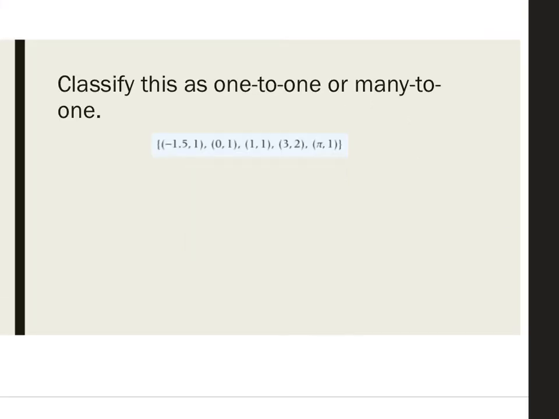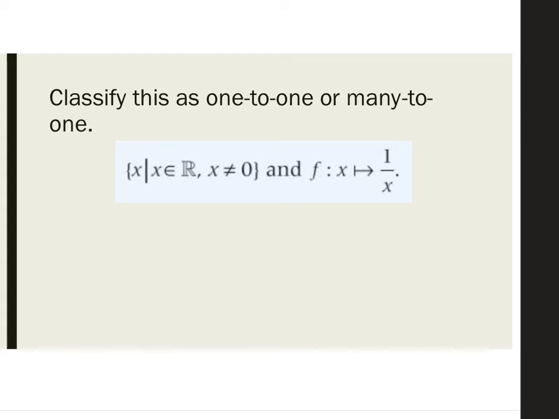Take a look at this set of ordered pairs. The question is, is this one-to-one or many-to-one? This is considered many-to-one because this and this and this are represented more than once. So 0 goes to 1, and 1 goes to 1, and pi goes to 1. There are many things going to one element. Oh, actually, look at that. -1 also goes, -1.5 also goes.